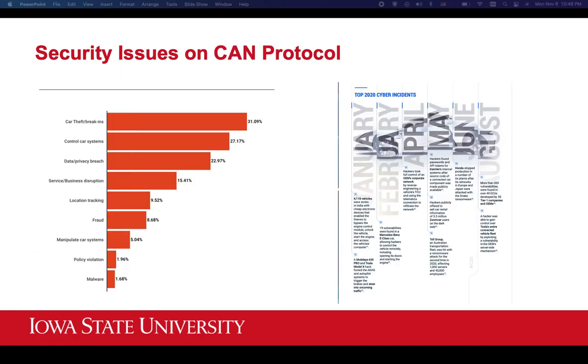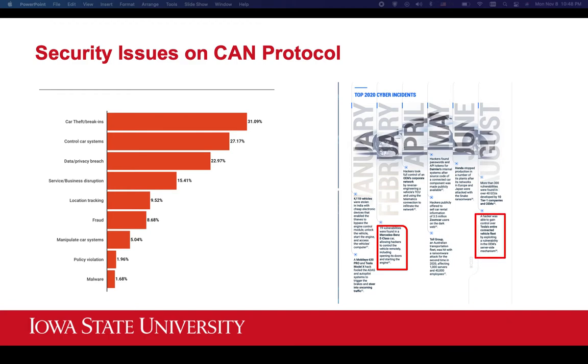Also, most of the reported security issues on the CAN protocol are related to car theft or break-in, 31%, and then 27% controlling the car system. On the right, we have the top 2020 reported incidents on the CAN bus. First, 19 vulnerabilities were reported for Mercedes-Benz E-Class, which allow hackers to control the vehicle remotely, including opening doors and starting the engine.